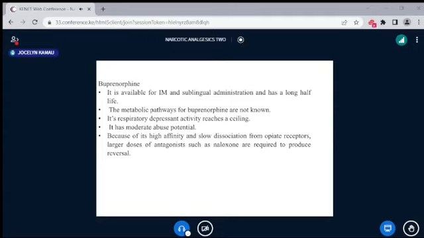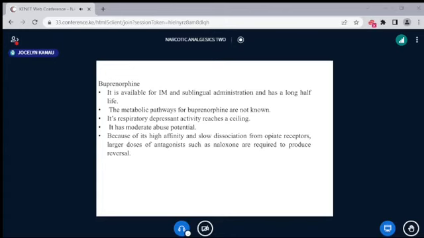It has moderate abuse potential, because I believe also of its antagonist activity, because of its high affinity and slow dissociation from opiate receptors. Larger doses of antagonists, such as naloxone, are required to produce reversal. So if somebody has used it as a drug of abuse, then it has a longer duration of activity. Therefore, you will have to use higher doses of the pure antagonists like naloxone to reverse its negative effects, its respiratory depressant activity, and of course the other activities of this drug. So that is the drug.